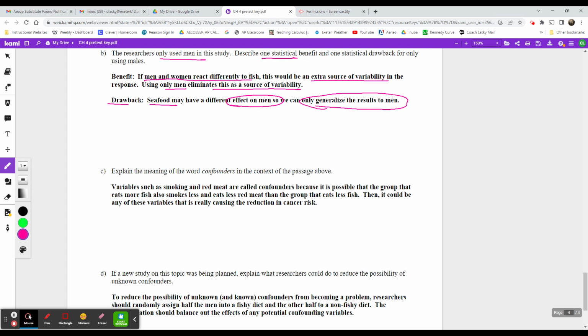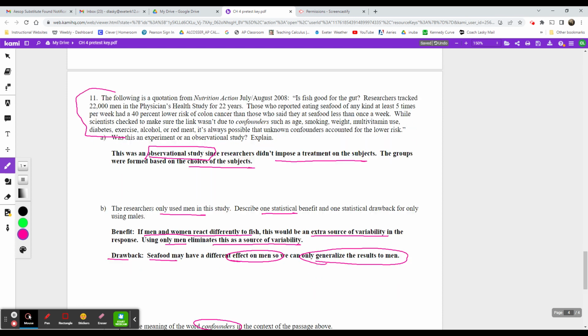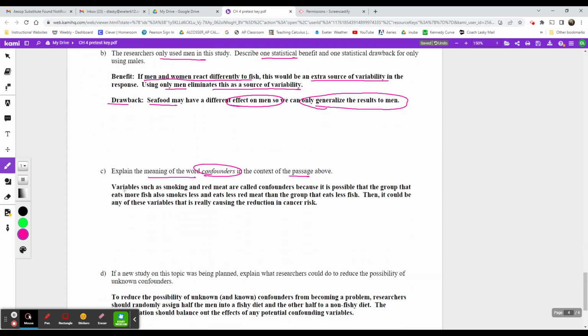Okay, so explain the meaning of confounders in the context of the passage above. So when we're talking about, we're all the way back up here. Okay, so remember, we're looking for a lurking variable. Variables such as smoking and red meat are called confounders. Here it is. You have to state what they mean, because it is possible that the group eats more fish and smokes less and eats less meat than the group that eats less fish. Okay. So the idea is that any of these variables can reduce cancer risk. They don't know which one it is. So all of a sudden, the lurking variables become confounders because we can't separate the fish, the red meat, and the smoking out at the end.